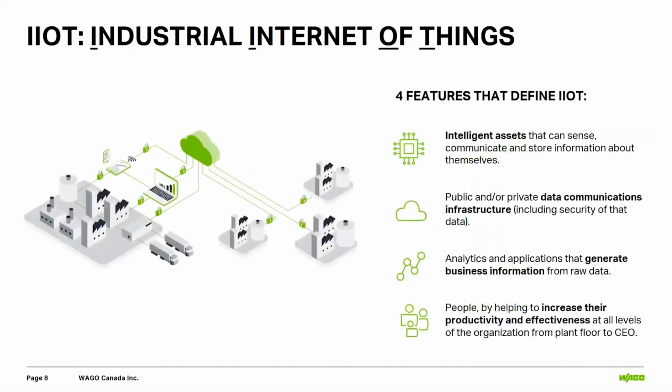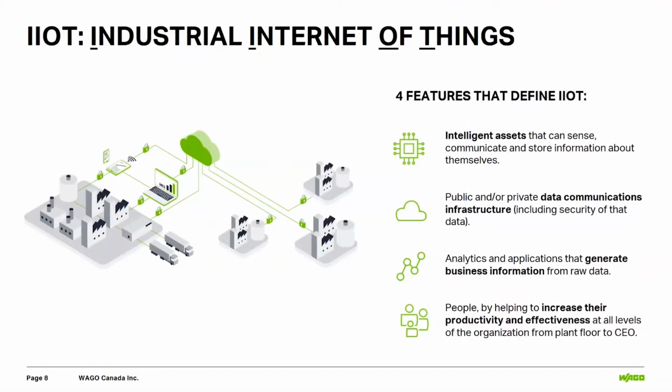So IIoT, what does that stand for? It stands for the Industrial Internet of Things. You might have heard IoT before. In this case, we're talking about the Industrial Internet of Things. And I think there are 4 features that define IoT. I mean, you can look up multiple different definitions all over the web, but I think these 4 features were the ones that most define it for me.